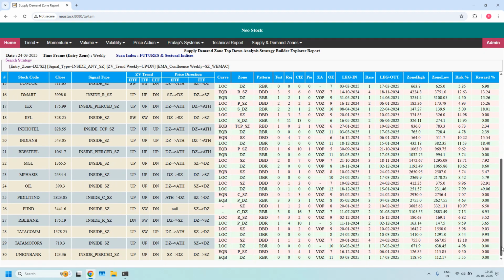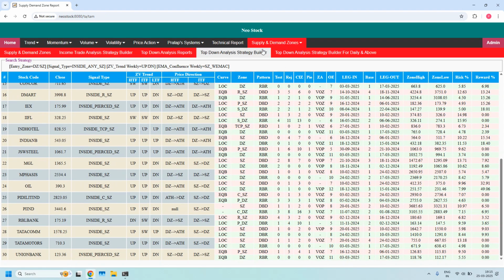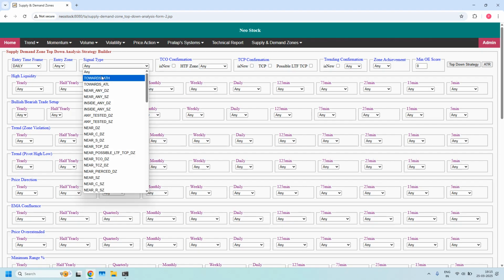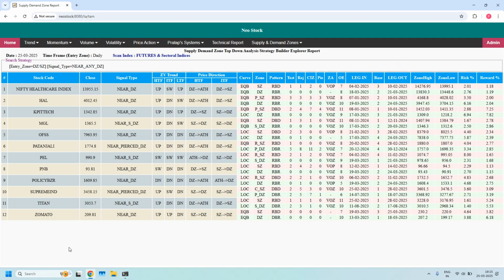Okay, this is about weekly time frame. Next time frame is daily. Entry time frame daily. Let us find the stocks near the daily demand zone. We got 12 stocks.